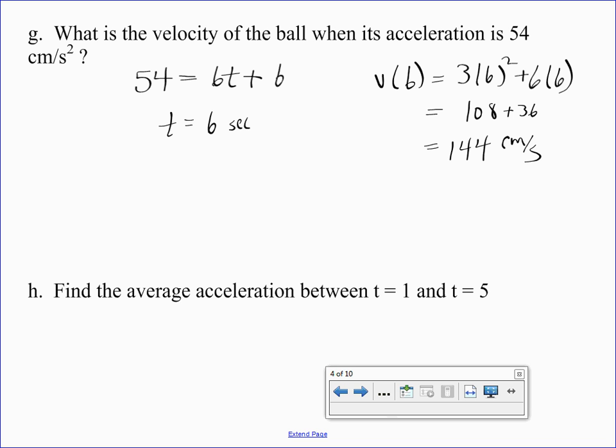To find your average acceleration, that would be the change in speed over the change in time. So you'd need to find the speed at 5 seconds, take away the speed at 1, and then divide by 5 take away 1, which is 4 seconds, and then you'd have your answer.